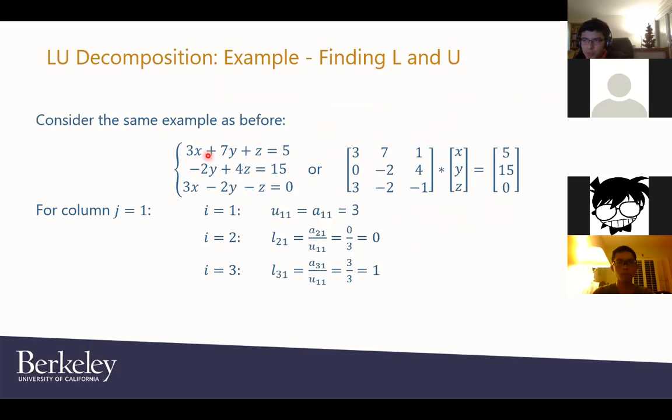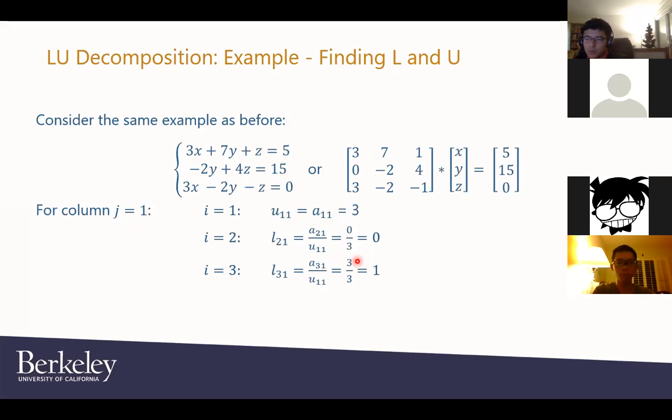Here's an example. I think it's the same matrix as before. Yes, the same matrix as before. So we go for the first column. In the U's, we go from I equals 1 through J. So in this case, J equals 1, so we only care for the first element of U, U11, equals just this coefficient. And for L, we care for everything below the diagonal, so L2 and L3.